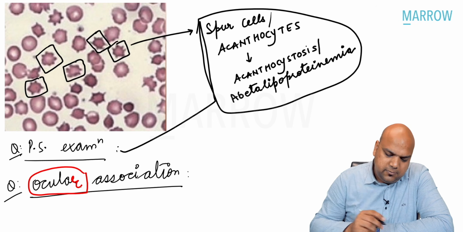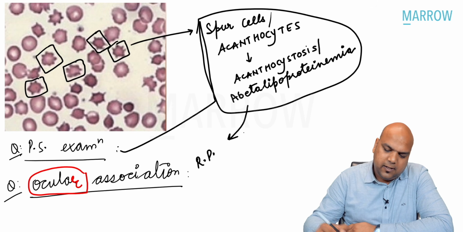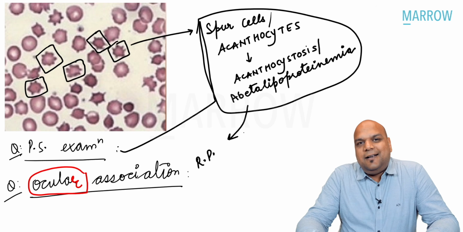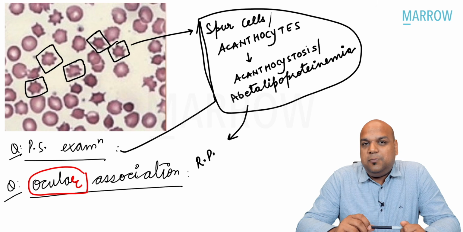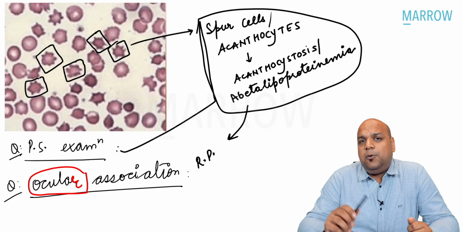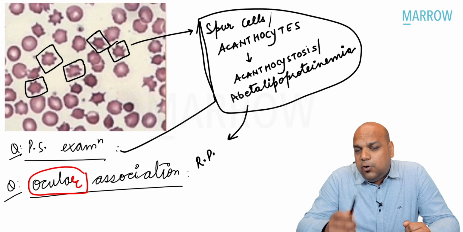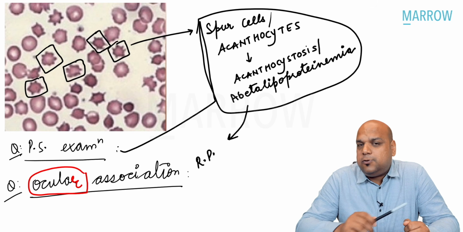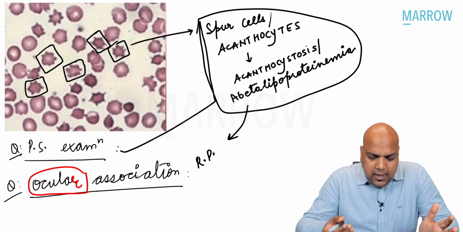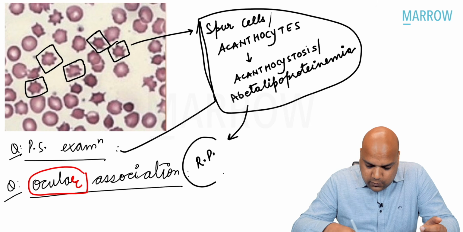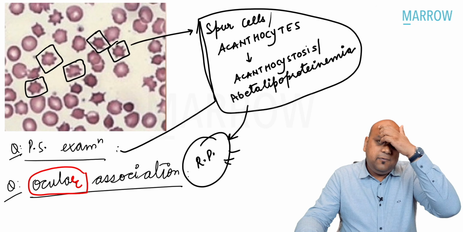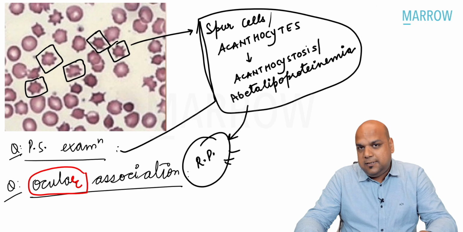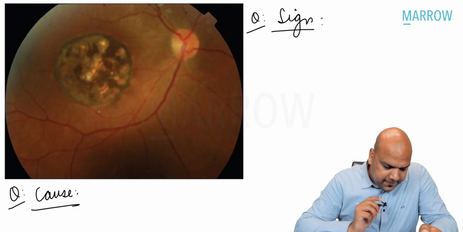But question number 2, ocular association. I know, retinitis pigmentosa. The most common systemic disease associated with retinitis pigmentosa is Laurence-Moon-Biedl syndrome. Then we have Usher syndrome. Then we have Refsum syndrome. But one of the important conditions also associated is acanthocytosis, also known as abetalipoproteinemia. And that is the way the examiners have asked you a question on retinitis pigmentosa using a peripheral smear examination image. All right, guys, moving on.